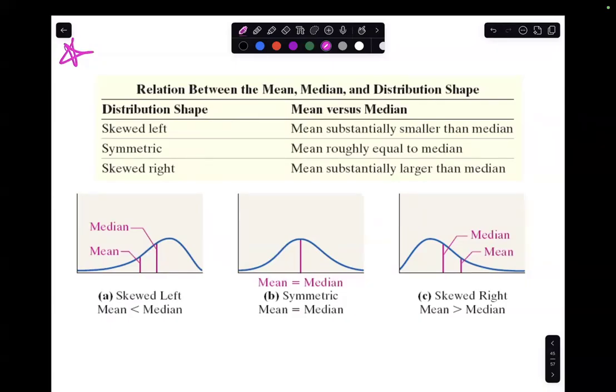If symmetric, bell-shaped, our mean and our median are going to be basically the same. Notice all of these adverbs that I'm throwing in there. So it's like roughly equal or really close. They're really close to each other. Then we're symmetric, bell-shaped. We're not skewed. Skewed right, our mean would be substantially larger than our median. So if our mean is significantly bigger than our median, then we are skewed right.